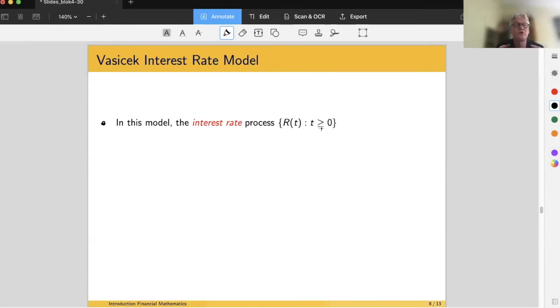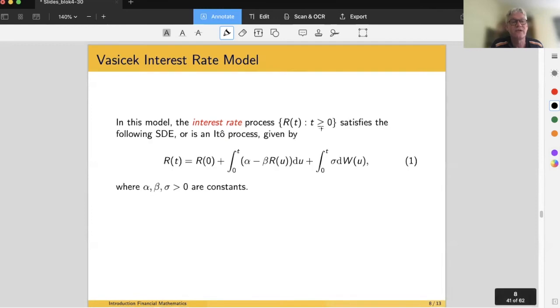We may know it for the short term, but in the real long term, and think of pension funds, they have assets and liabilities that run for more than 20, 30, 40, 50 years. In that case, we don't know the interest rate deterministically, and we need to model it as a stochastic process. Now, the fundamental stochastic process for interest rates is this Vasicek interest rate model. And again, we have two forms, the SDE form and the Ito process form.